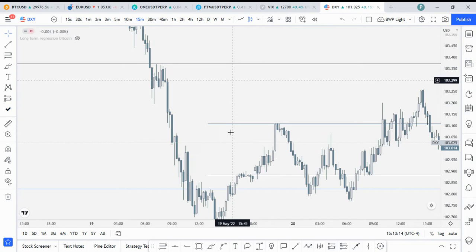All right, and then I would try to correlate the concept of supply and demand zones to previous concepts that I have covered.